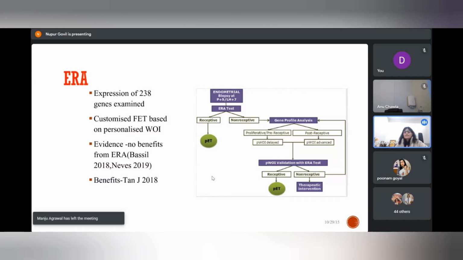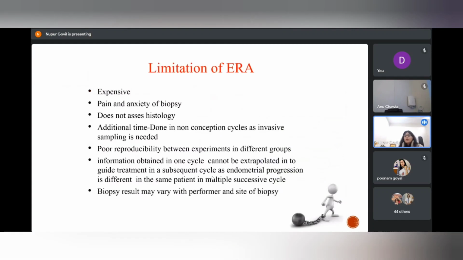So this is the most controversial and most debated test. Patients often ask, should we go for ERA? We had recurrent IVF failure. Should we move on to ERA? Will it help us? There are a lot of limitations to ERA. It is very expensive. It causes a lot of pain and anxiety for the patient. Then it delays your conception cycle.